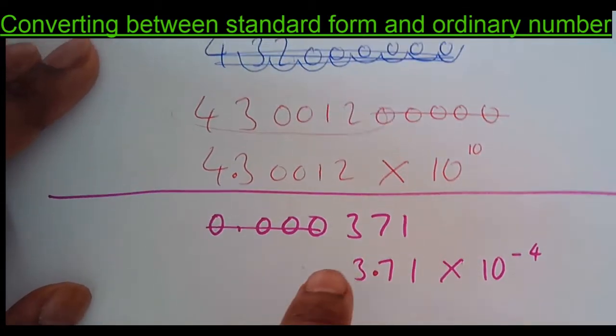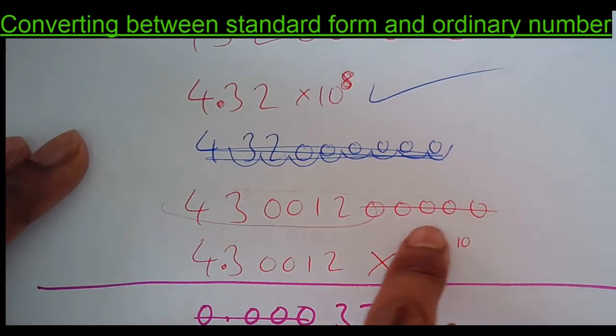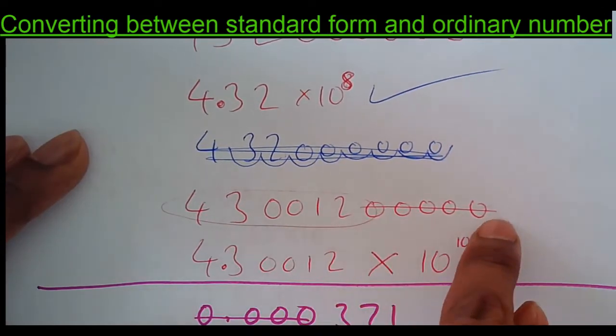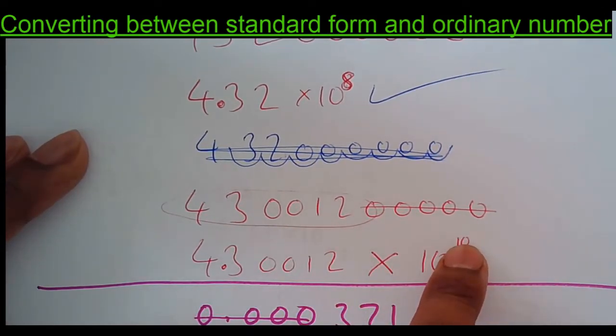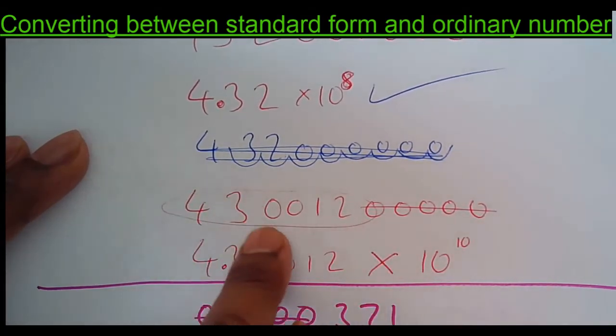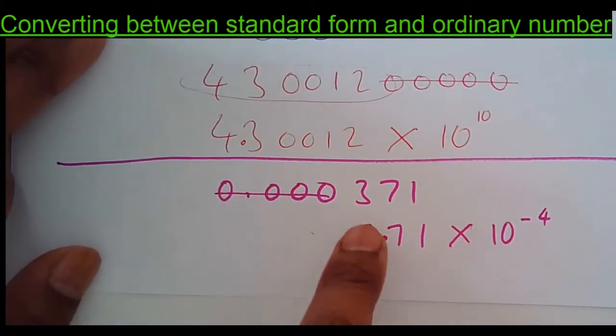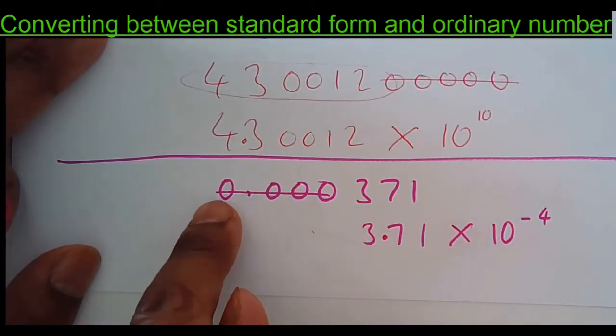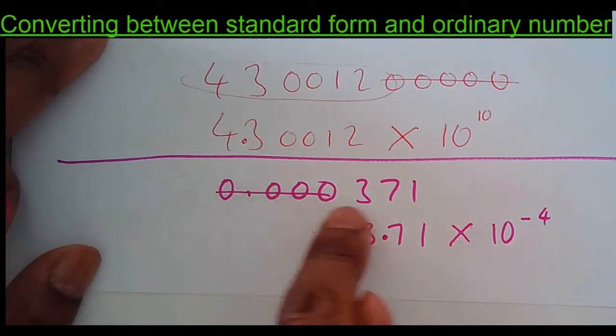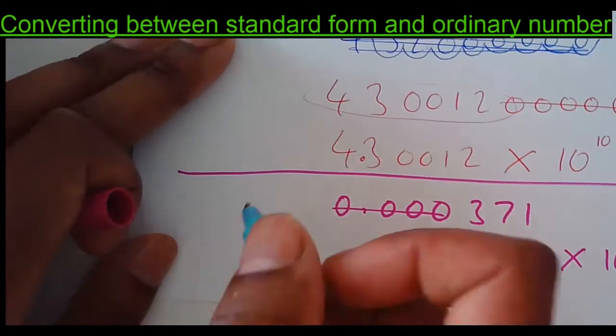Okay, don't apply the same technique for this one. Oh, you crossed off 5 zeros here, so you can put 5 there? Don't do that. This is different. These are big numbers. For the tiny numbers, just count the zeros that you crossed off. Put it over there. Let's just do one more.